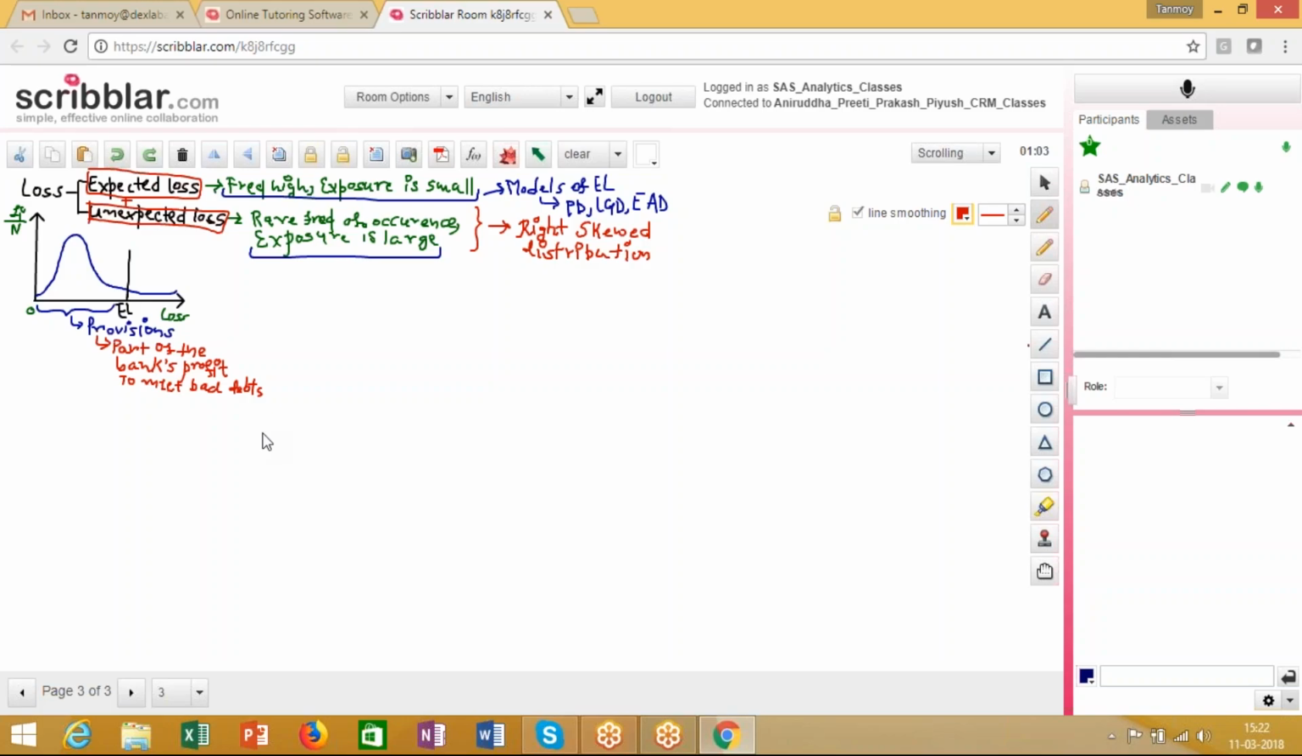So this is how we can say that the loss distribution of a bank is right skewed, because it is comprised of two kinds of losses in one single variable. One is expected loss, which are high frequency, low exposure, and unexpected loss, which are very rare events but have very high exposures. And once they happen, they can even result in the collapse of the entire bank or the banking system.